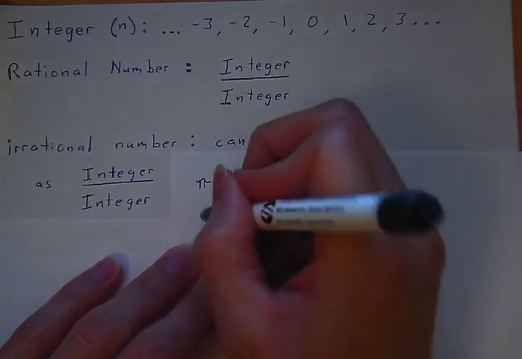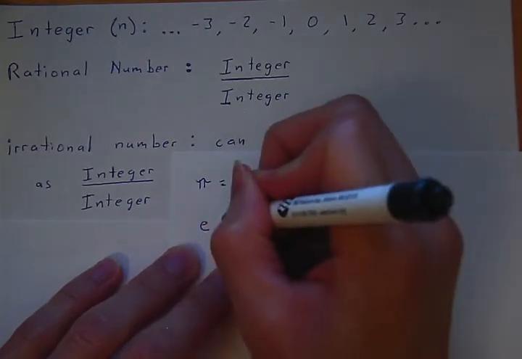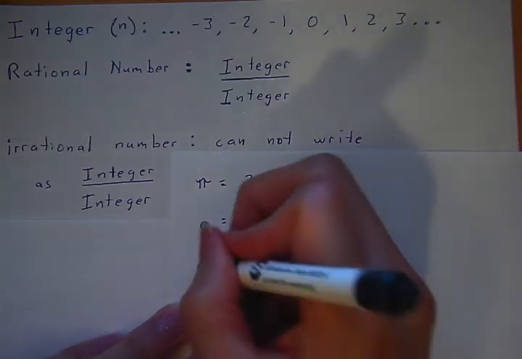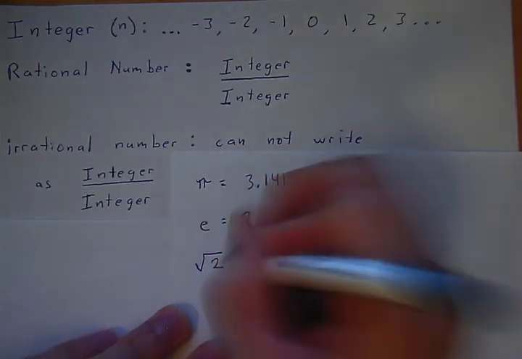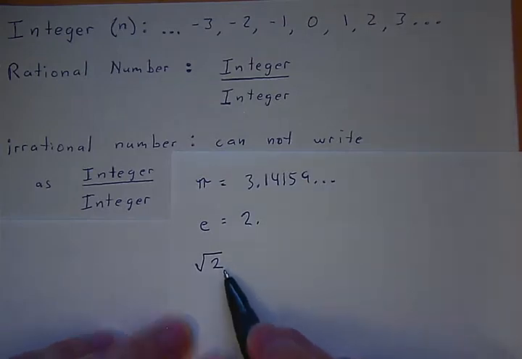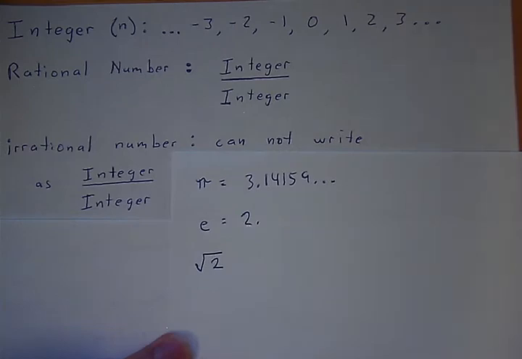Another example is this thing we call e, which is 2 point, once again, numbers that never repeat. Another example would be the square root of 2. This equals 1.4 something something something. And once again, we cannot write this as an integer divided by an integer. So those are examples of irrational numbers.